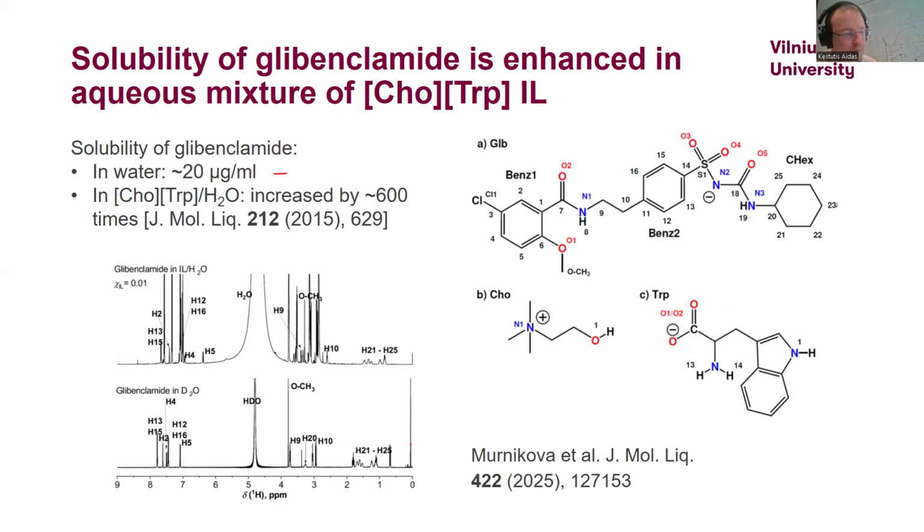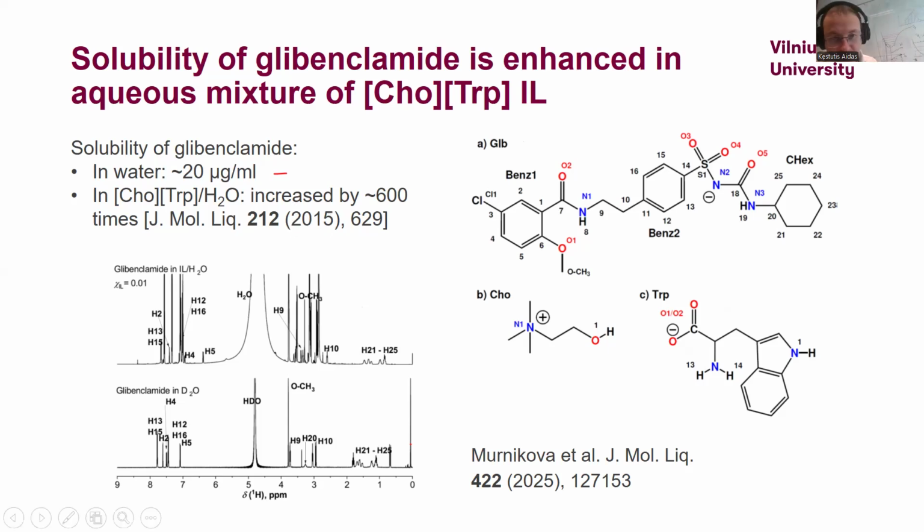Now we are not so much interested in the properties of the ionic liquid itself, but we rather put something inside the aqueous mixture of an ionic liquid. And this something is a drug molecule, which is called glibenclamide. It's an anti-diabetic drug, and it's an old drug. It's known for a long time. However, its practical applications are somehow limited due to its very poor aqueous solubility.